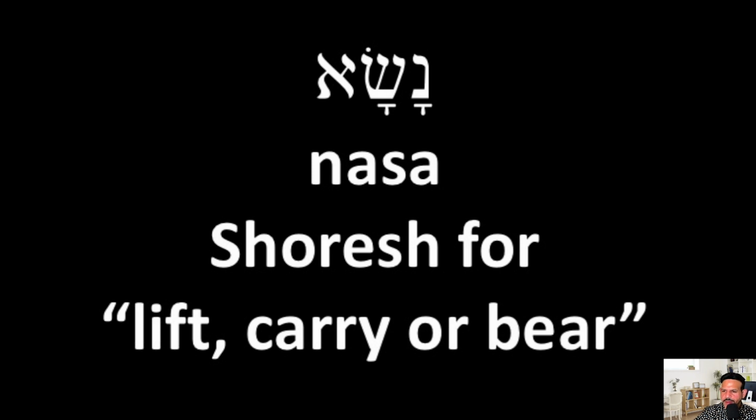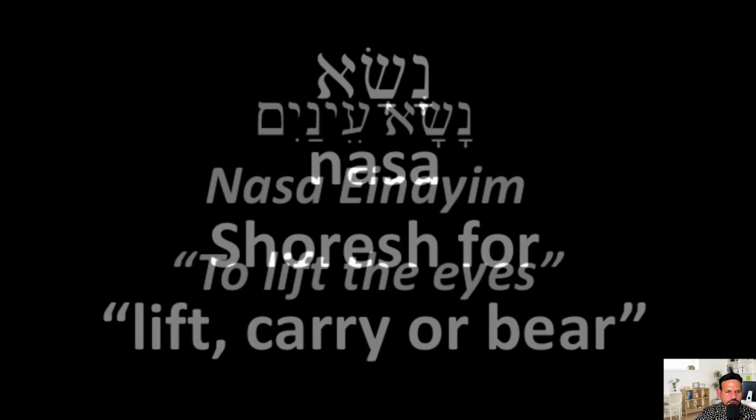So when it comes to the root, we have the nun with the kamatz, the shin with the kamatz, and then there's the aleph, and it's just pronounced nasa, as if the aleph was an A, but the A vowel is actually underneath the letter shin, and the aleph is just there for structure. Okay? All right, so let's take a look at another way to use this.